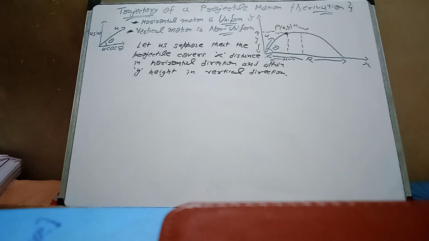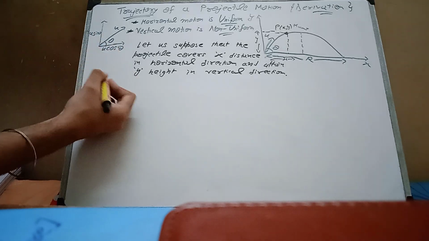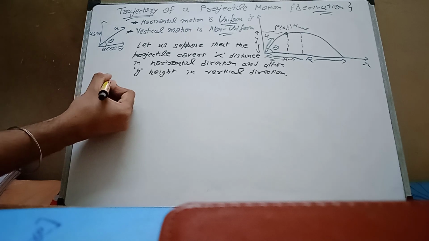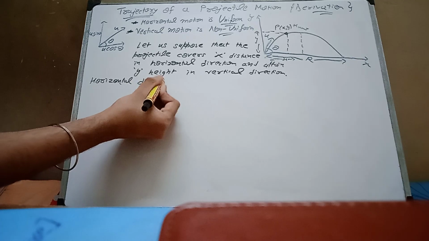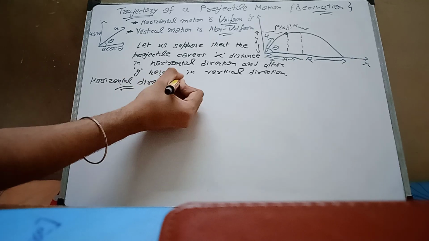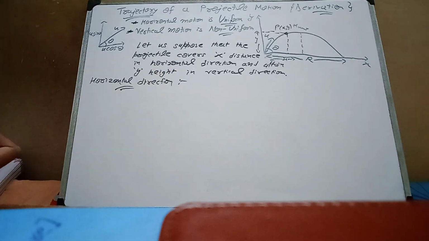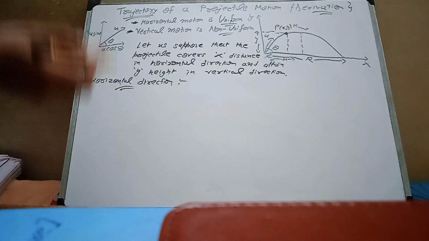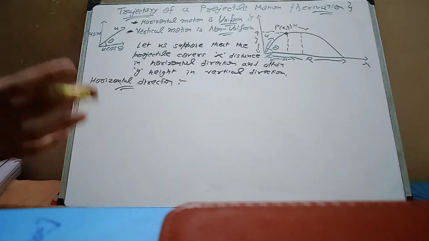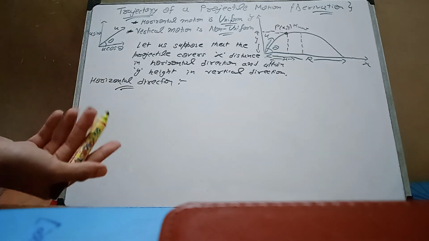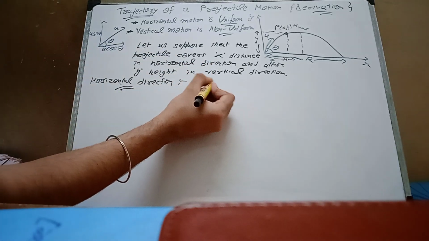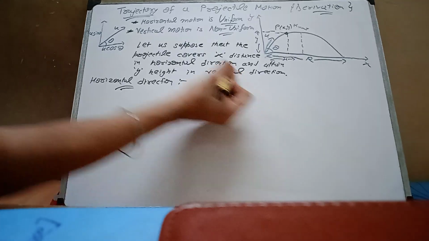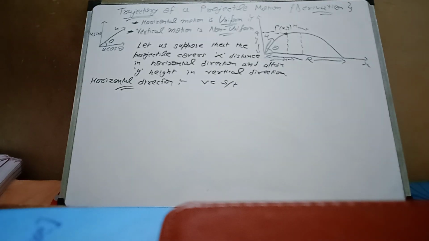So first of all, take the horizontal direction. What happens in the horizontal direction? Let us write a simple equation for uniform motion. Horizontal motion is uniform, so for uniform motion, there is only one equation. You have to remember that v equals s upon t, which means speed equals distance upon time.